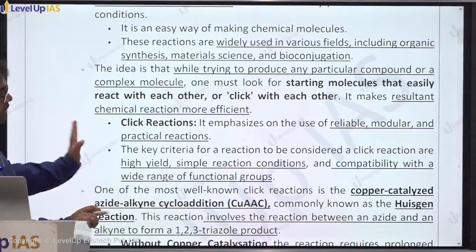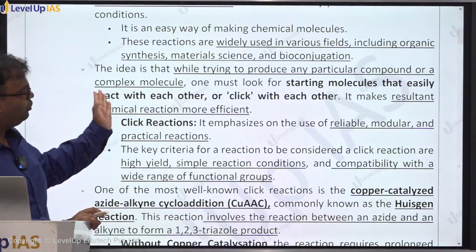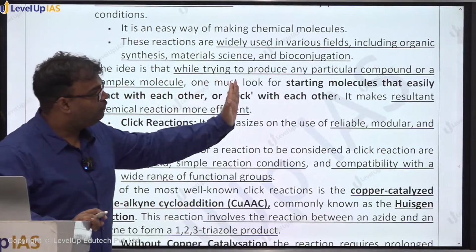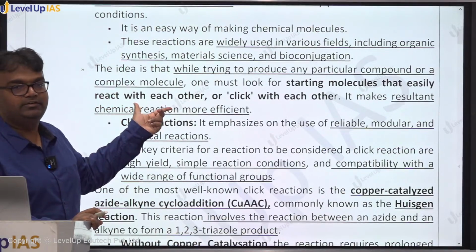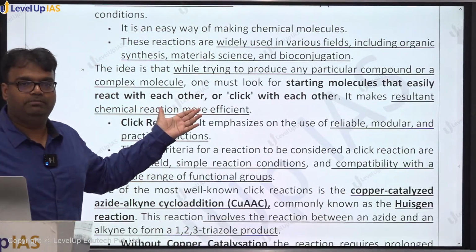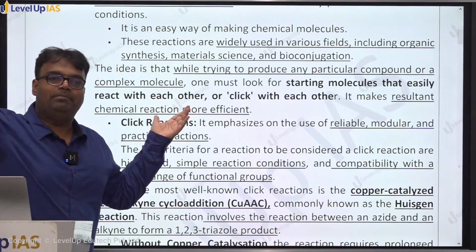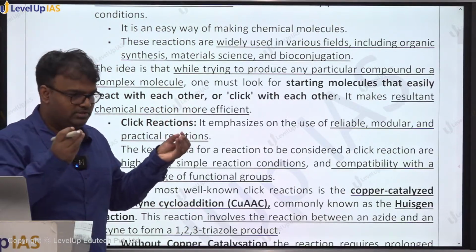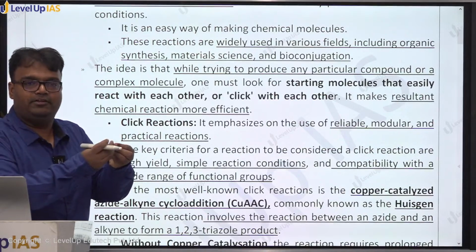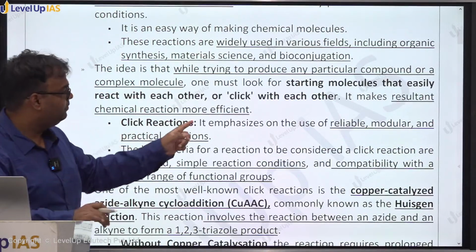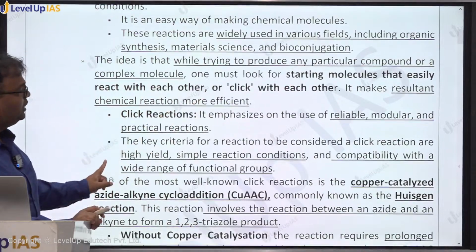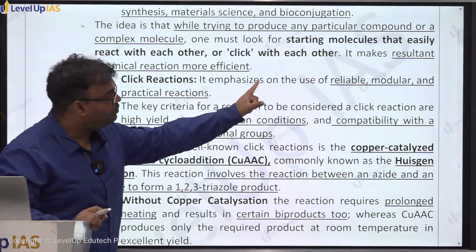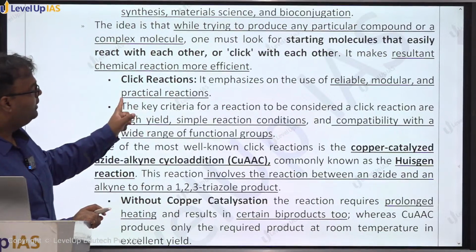The idea is that while trying to produce any particular compound or a complex molecule, one must look for starting molecules that can easily react with each other. When you have to make something big, rather than replicating what is happening in nature, start with reactions which can click, like molecules which can click with each other. It makes the resultant chemical reaction more efficient. Click reaction emphasizes the use of reliable, modular and practical reactions.